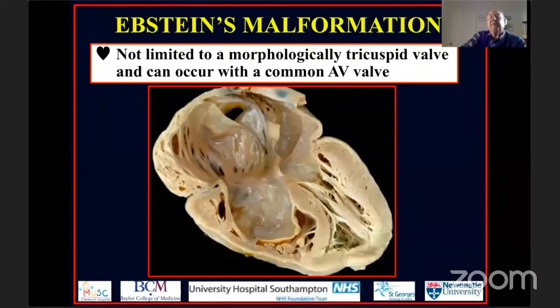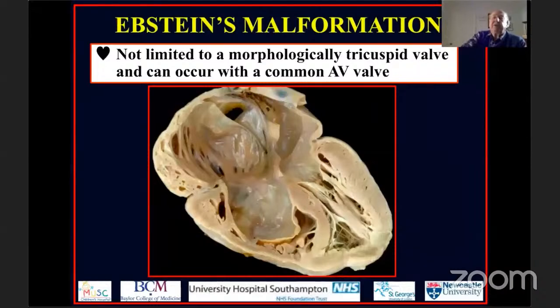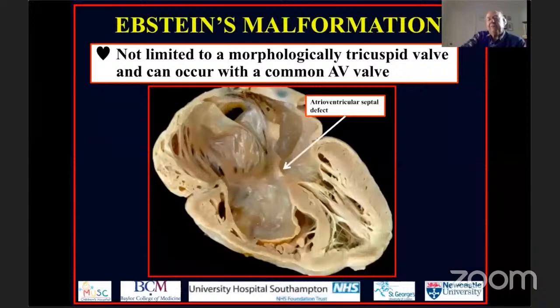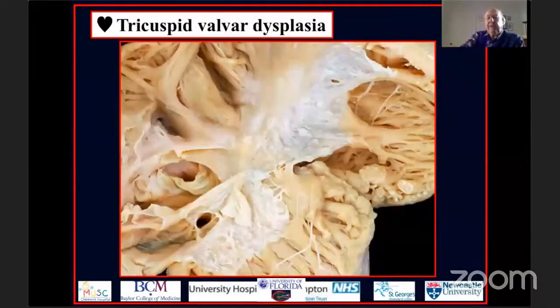Now, let's not forget the associated malformations. I've already mentioned ventricular septal defect. We can have Ebstein's malformation in the setting of an atrioventricular septal defect with a common atrioventricular valve. And this image, as with so many images made by Diane Spicer, a beautiful four-chamber cut, shows you an atrioventricular septal defect with Ebstein's malformation of the right component of a common atrioventricular valve.